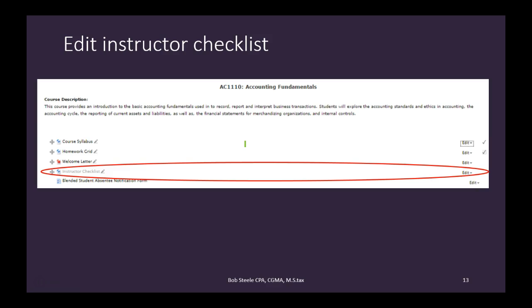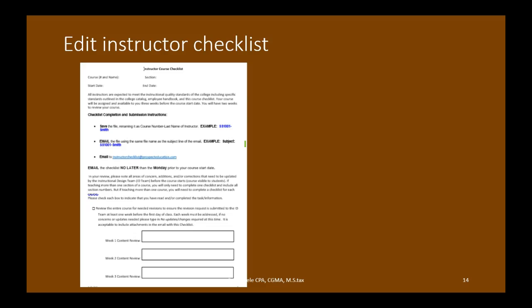Okay, so then we have the checklist. So we're going to open the checklist the same way. We're going to click on it, download it, and open it the same way we did for the syllabi. Once that is open, the checklist will look like this. Now, this checklist is not for the students. This is for us. The curriculum design team has designed the checklist to help us review the course and also help us to communicate with the design team if there are any problems with the course.